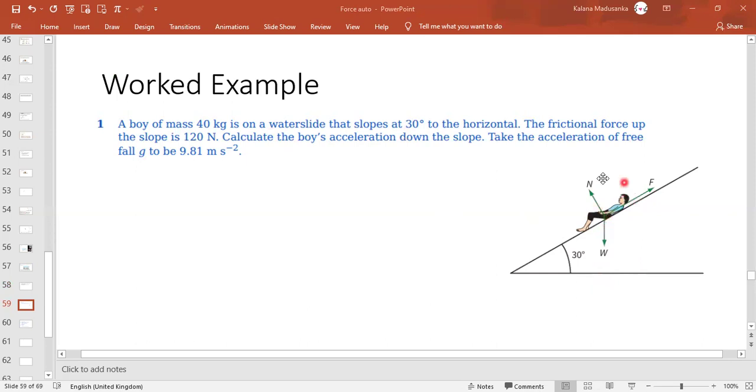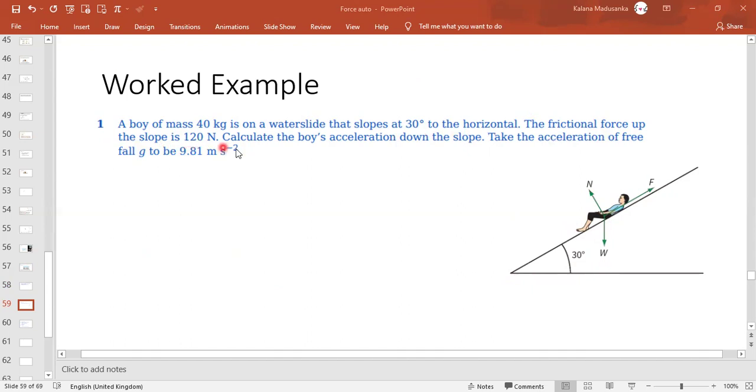In a water slide, there is less friction. However, they have already mentioned friction as well, so we'll assume that there is friction. Why do we apply water on a slide? To reduce the friction, right? And the slope is 30 degrees to the horizontal. The friction force up the slope is 120 newtons.